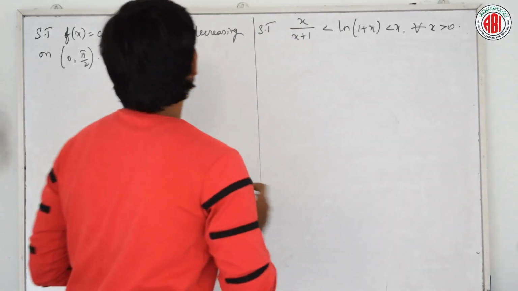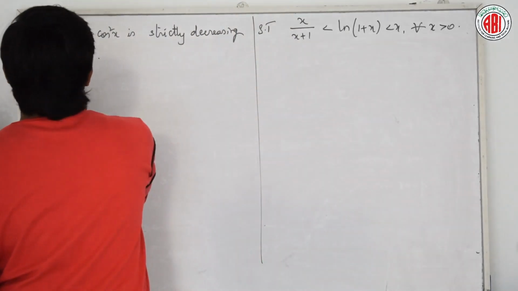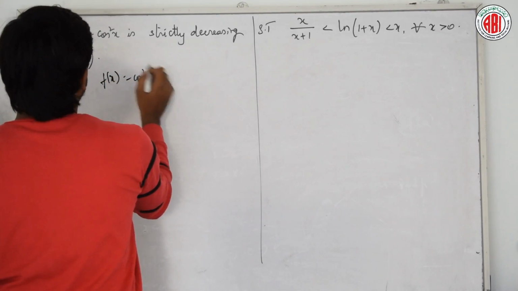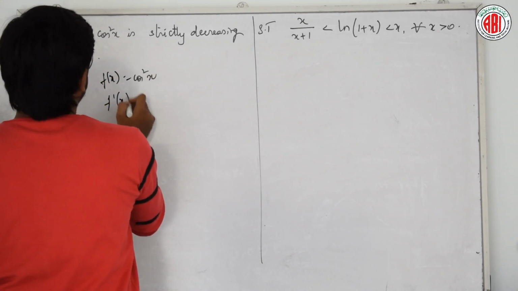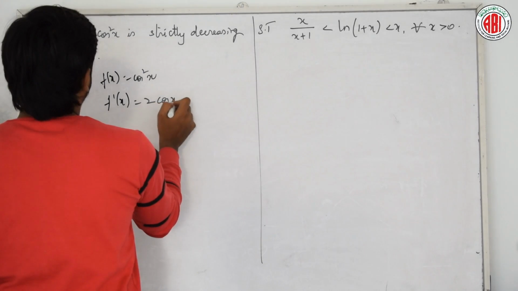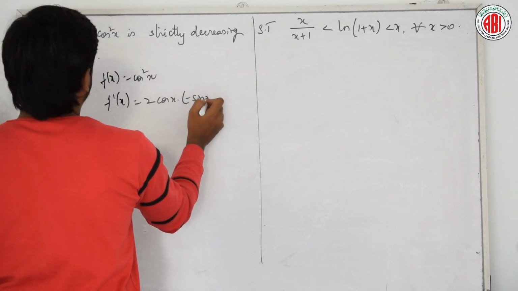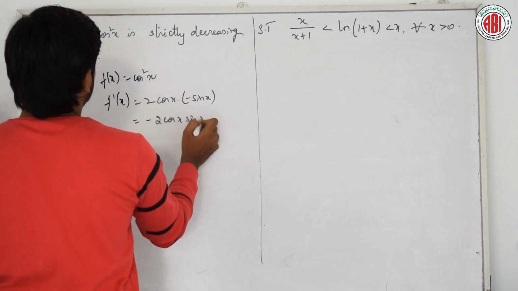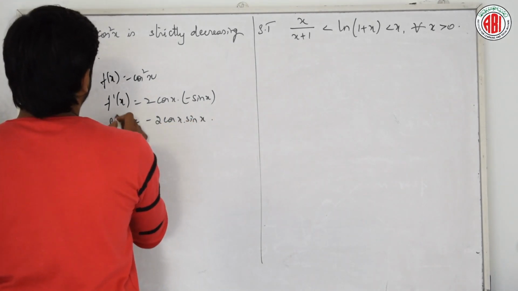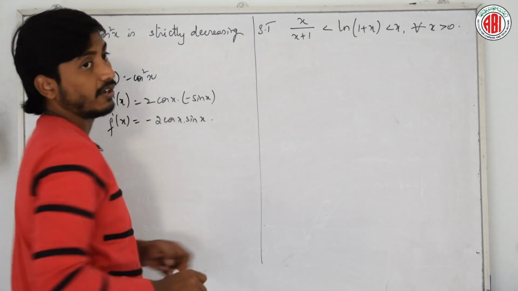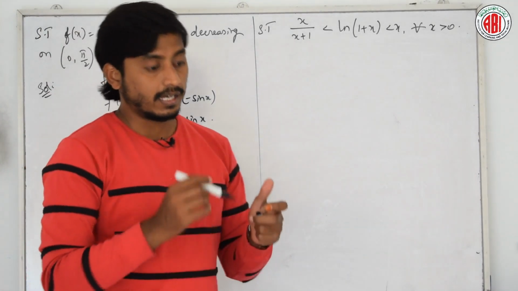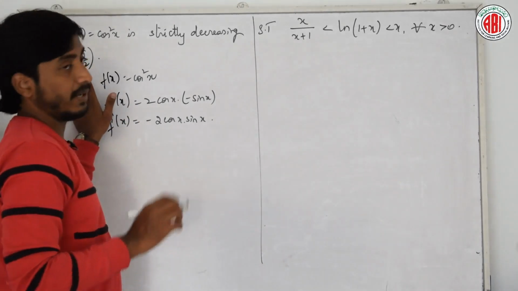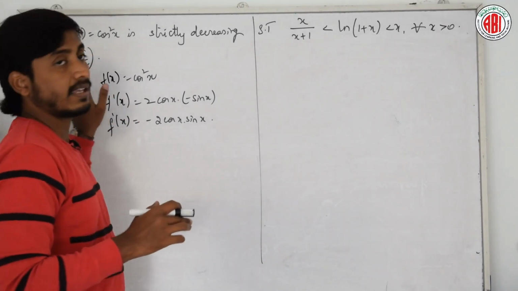Let us check it. Given f of x is equal to cos square x, then f dash x is equal to 2 cos x into minus sin x, that is minus 2 cos x sin x. This is my f dash of x. Now we have to check if it is 0, greater than 0 or less than 0 within this range.